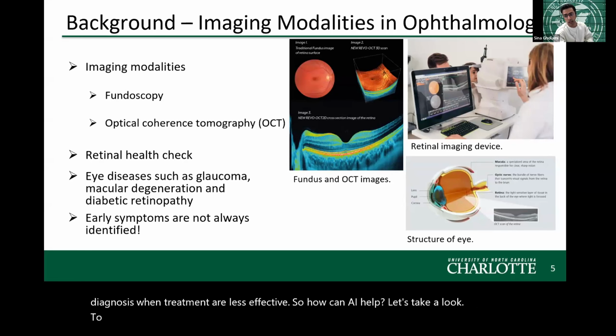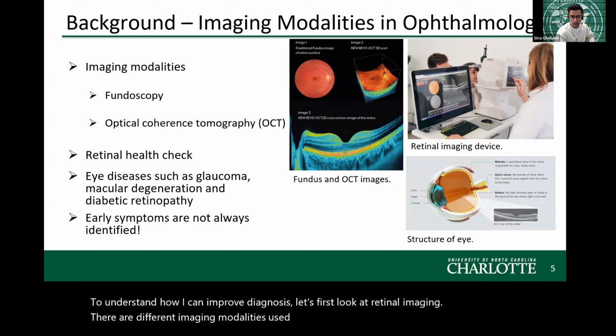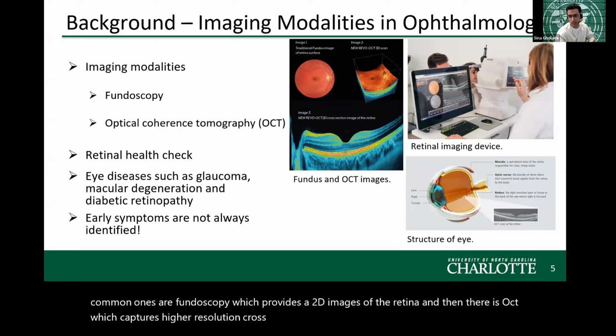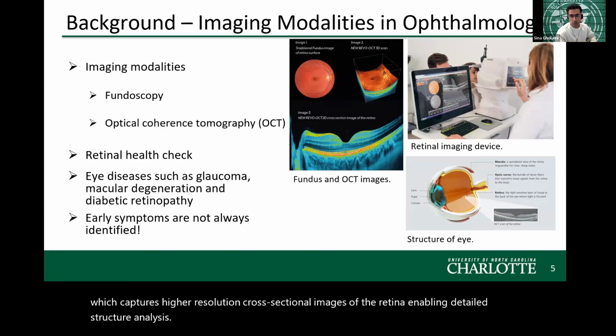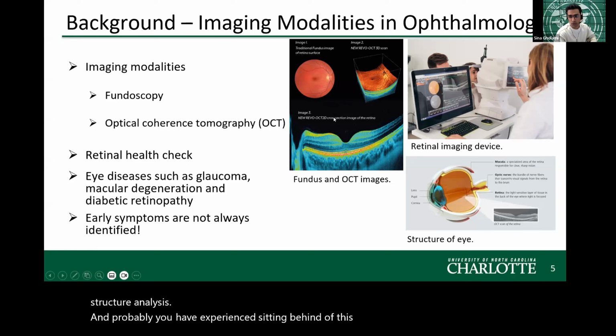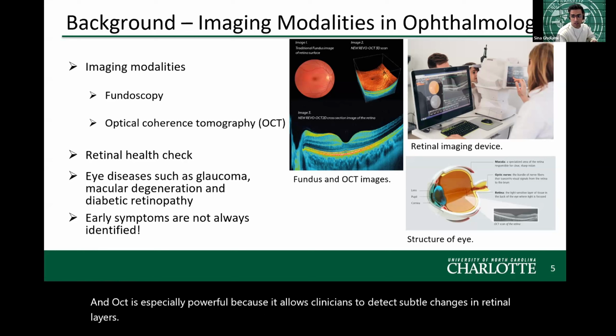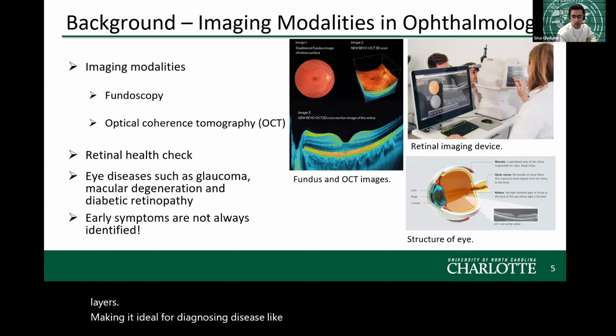Well, to understand how AI can improve diagnosis, let's first look at retinal imaging. There are different imaging modalities used for ophthalmic disease detection, and the two most common ones are fundoscopy, which provides 2D images of the retina, and OCT, which captures high resolution cross-sectional images of the retina, enabling detailed structure analysis. And probably you have experience sitting behind this device to check your retina. OCT is especially powerful because it allows clinicians to detect subtle changes in retinal layers, making it ideal for diagnosing diseases like diabetic retinopathy, DR, and age-related macular degeneration, or AMD.